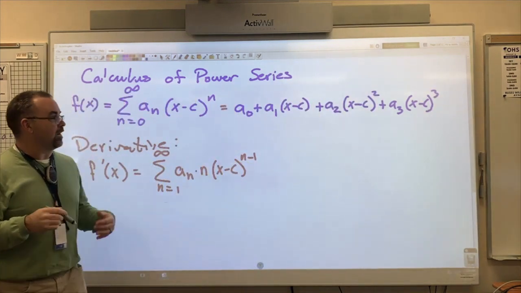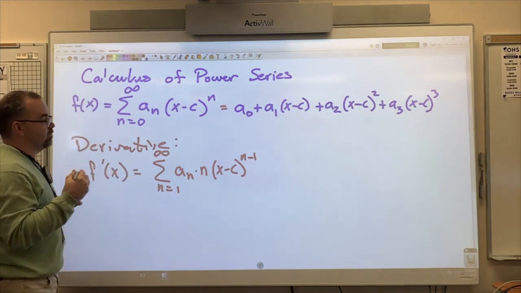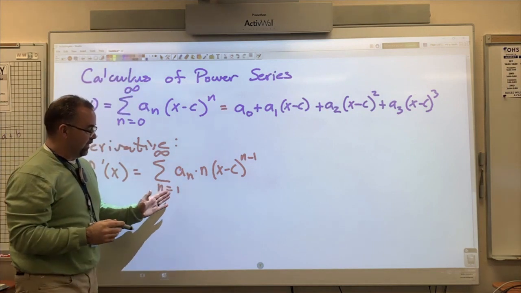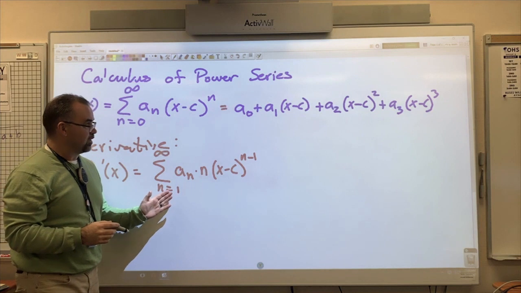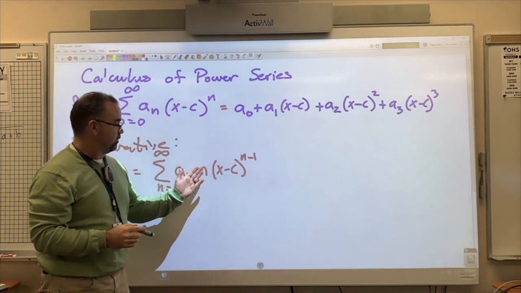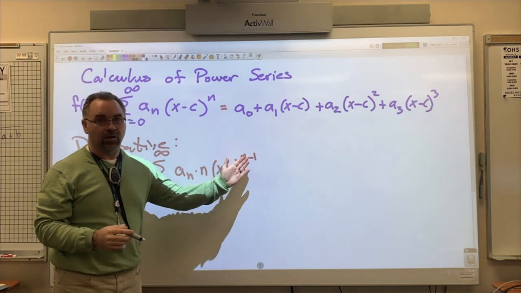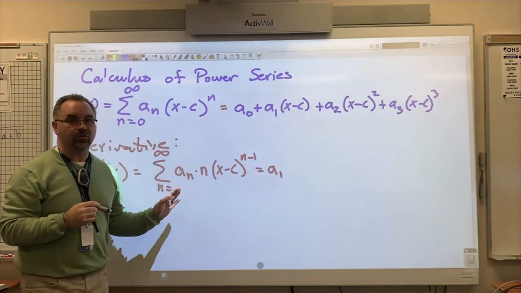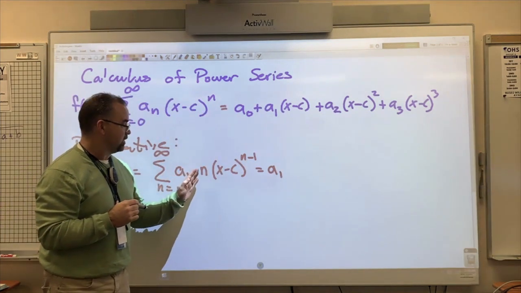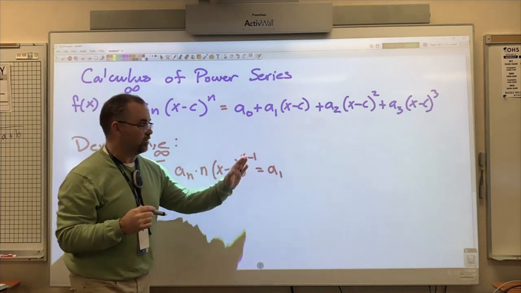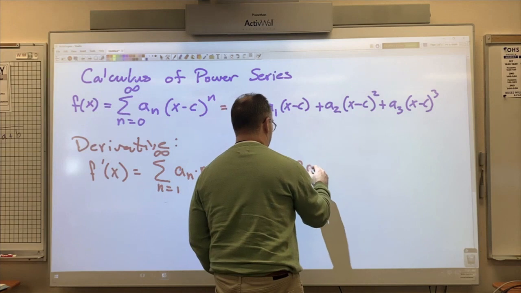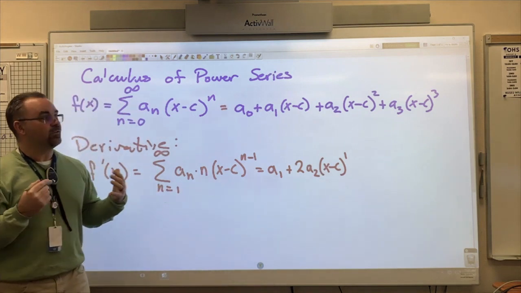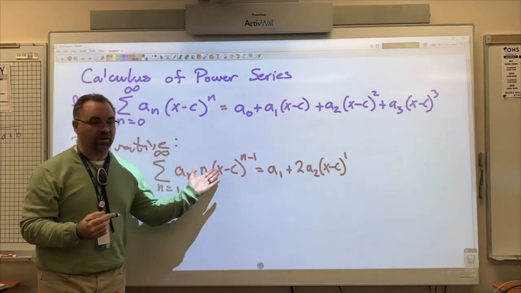If I were to think about calculus in terms of deriving each one of those terms, check it out. We get the same kind of thing in here. If n is 1, we get a1 times 1 times x minus c to the 0, so we get a1. If n is 2, we get a2 times 2 times x minus c to the first. If n is 3, we get a3 times 3 times x minus c squared.